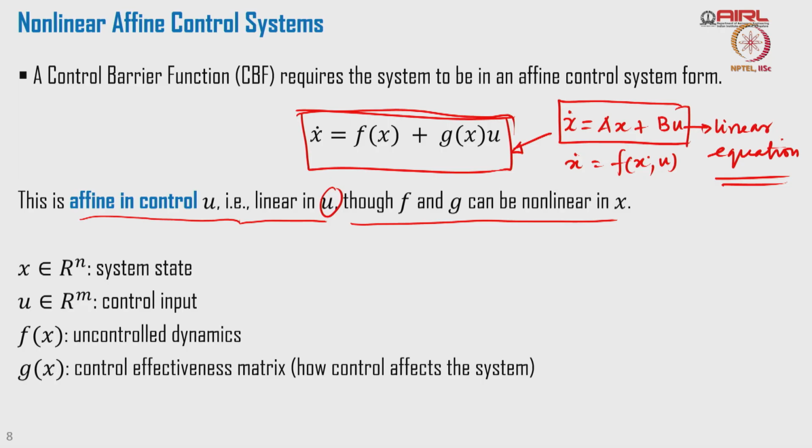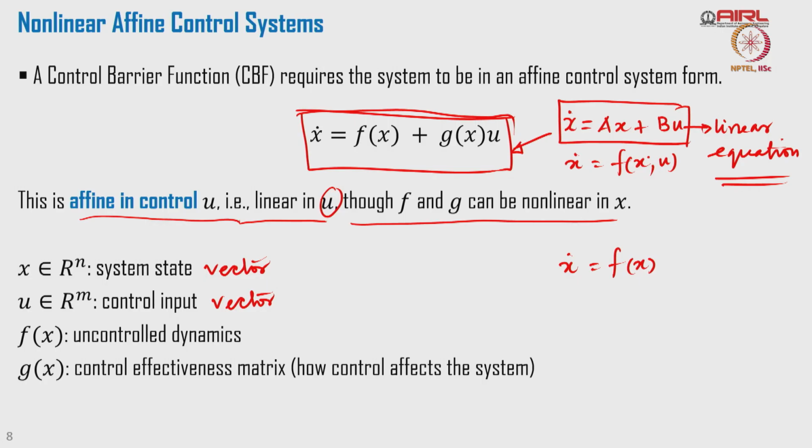Now x is a system state, u is the control input for the system, or we should say that x is a system state vector and u is the control input vector. f(x) is uncontrolled dynamics. Why do we say that? Because if the system is just x dot equal to f(x), you see that there is no control input. So it is an autonomous system without a control input. If somehow the system is not stable, not safe, by varying the control input adequately, the system cannot be controlled. That's why we say that it is uncontrolled dynamics.